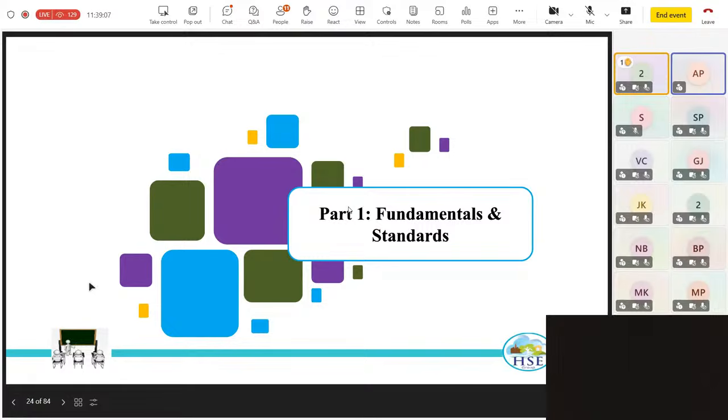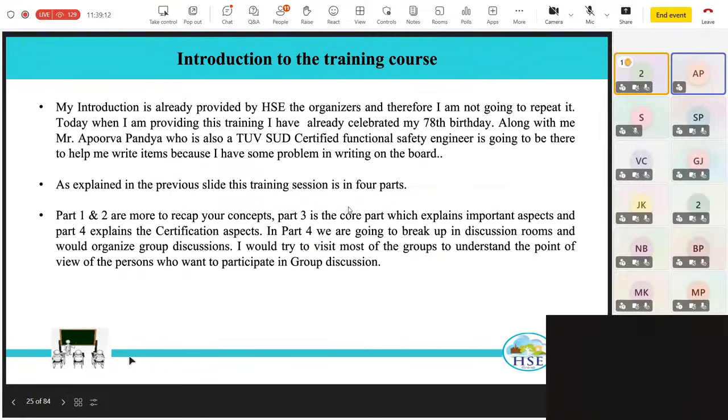Now, jumping straight into the course: fundamentals and standards. Introduction to the training course. My introduction has already been given. I have recently completed my 78th birthday, and I want to continue as long as possible in training in functional safety and this area, because it is a very interesting area. It saves lives.